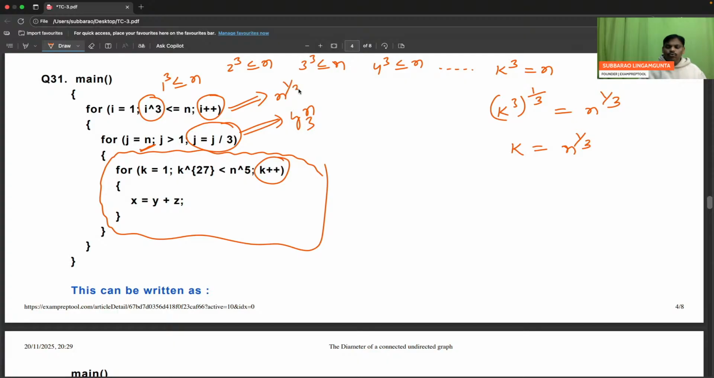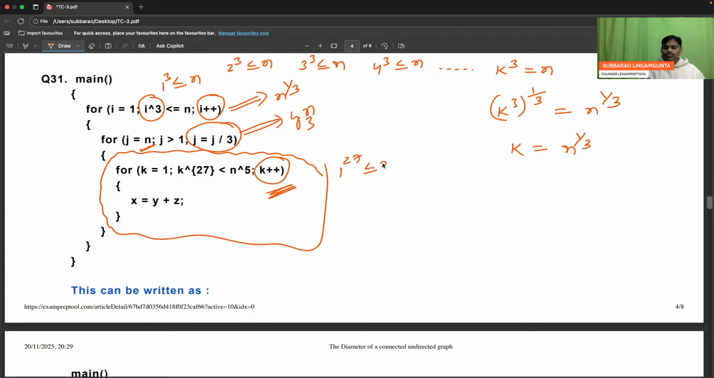Be careful. Don't do anything blindly. So the I loop is n power 1 by 3. The J loop is log n base 3. Observe the k loop also; you will easily get it. The k loop also always goes plus 1 only. So what is the meaning? First you verify: k value is initially 1. Is 1 power 27 less than or equal to n power 5 or not?